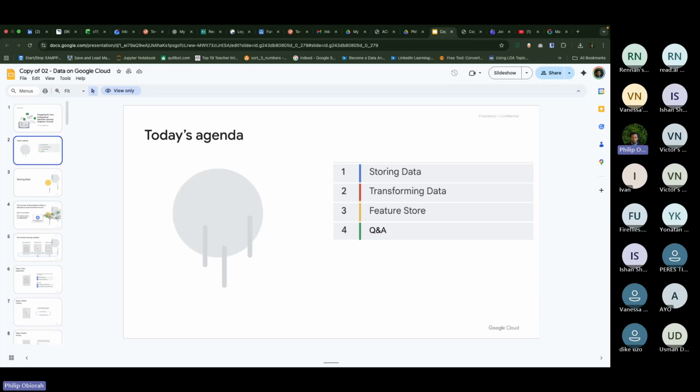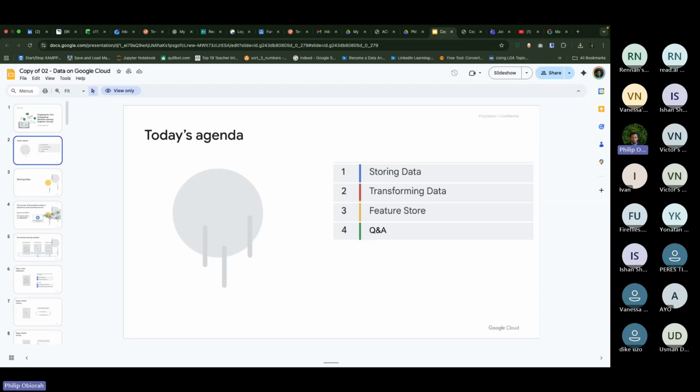Sometimes you might have done the cleaning and everything, and then you've selected your features. You might want to reuse these features, but you want to keep track of them. So feature management comes in here. So these are the three concepts we'll be looking at for lesson 2, data on Google Cloud.